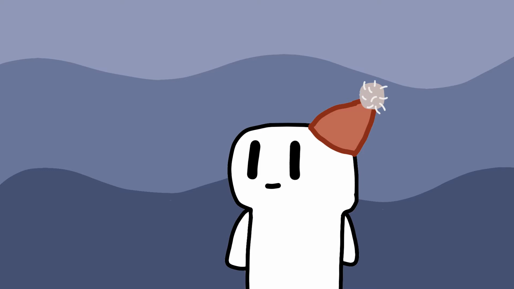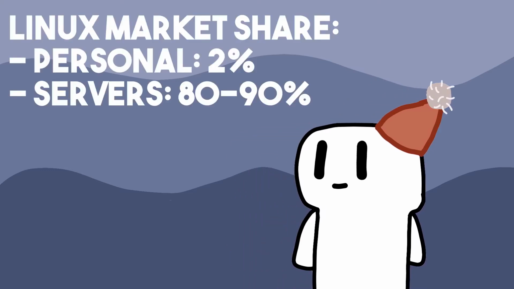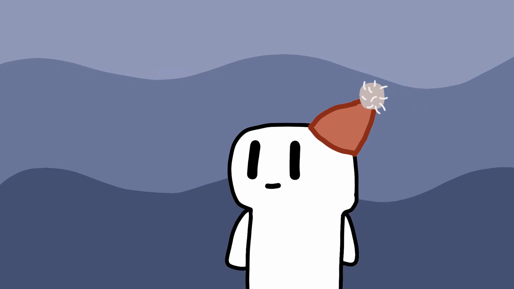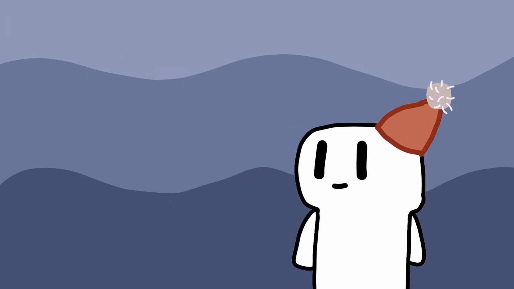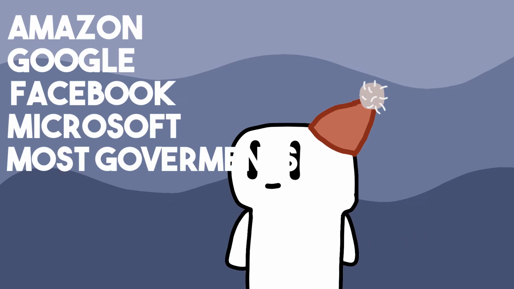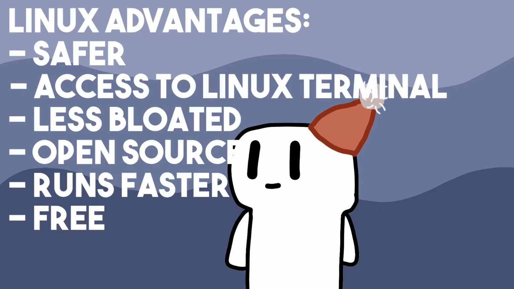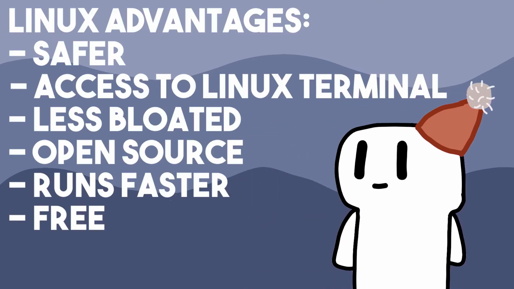What might surprise you is how much Linux is actually used, since while Linux only takes up about 2% of the consumer market share, its server market share is around 80 to 90%. Big companies like Amazon, Google, Facebook, Microsoft, and even most governments use Linux for their servers. This is because Linux has such an advanced command line, is less bloated, is safer, and is open source, allowing them to add whatever they think is best.